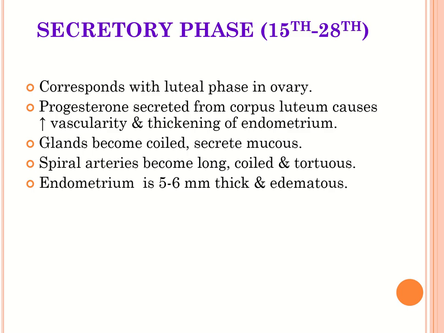And the hormone responsible for this phase is mainly progesterone, because progesterone is secreted from the corpus luteum, and that causes increased vascularity and the endometrium thickens. So in the previous phase, the proliferative phase, the thickness of the endometrium was maximum around 3 to 5 mm. Now it will further increase by 1 mm, so it becomes 5 to 6 mm thick. You can always remember, because the glands are filled with secretions now, glands will become more and more coiled. They secrete mucus, and the arteries will become more and more spiral. They'll be very long, coiled and tortuous.